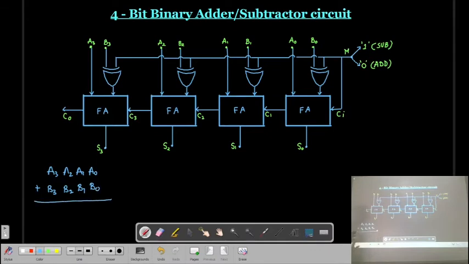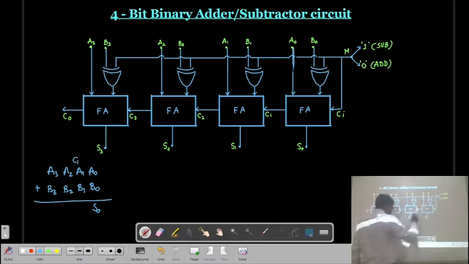This is a 4-bit binary number. Now here we try to understand. For the addition of A0 and B0, we require an adder circuit. Correct? And this adder circuit will generate the sum S0 and then it will generate this carry C1. So that part you can see here.